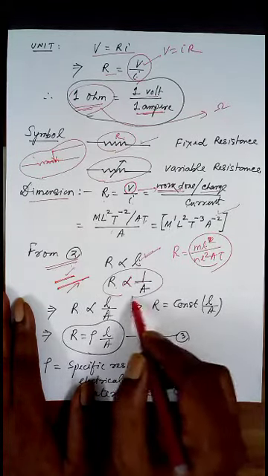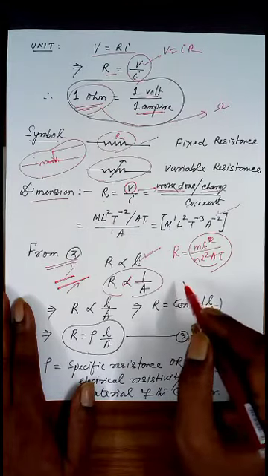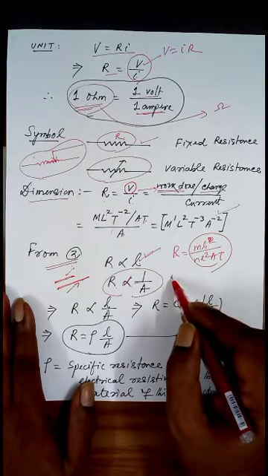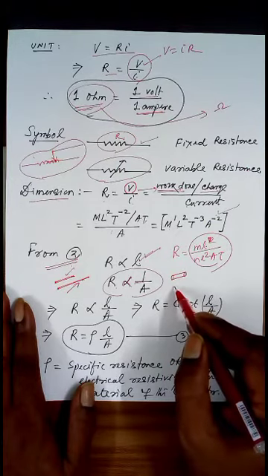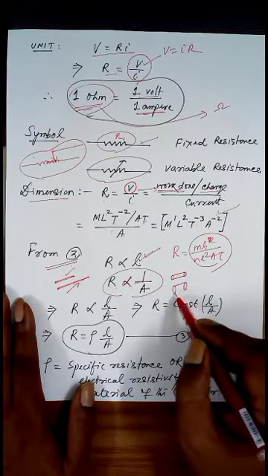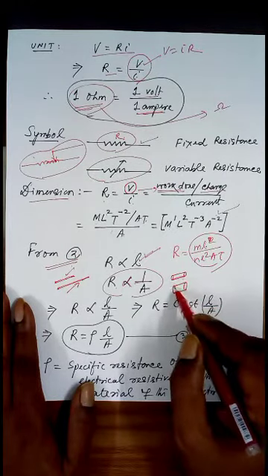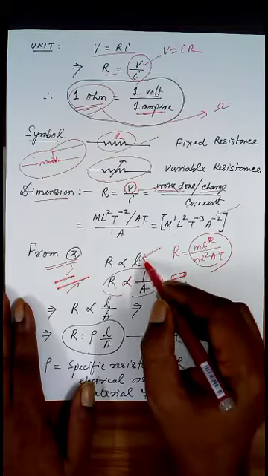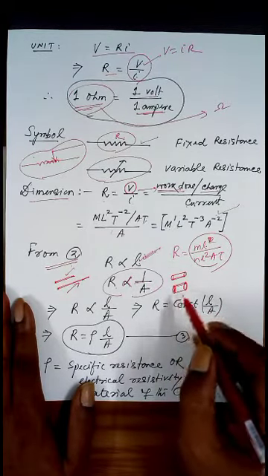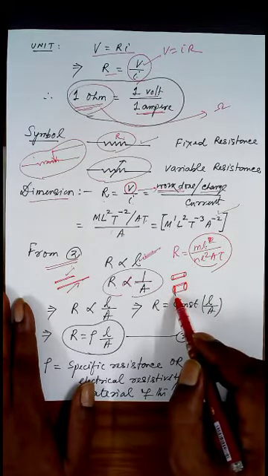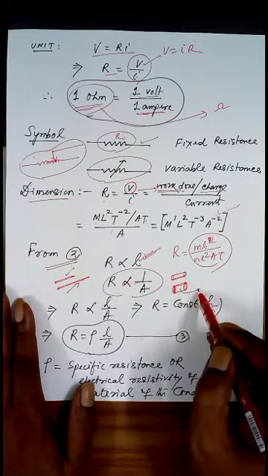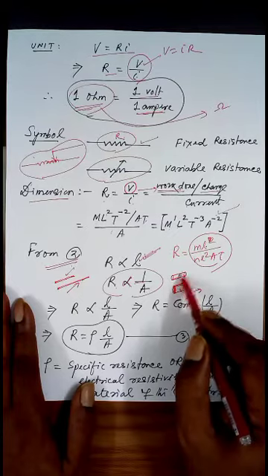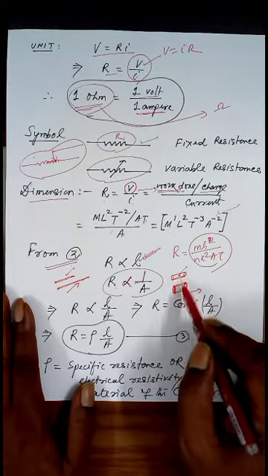And what is the meaning of this? Suppose there are two conductors of same length. This is one conductor, and this is another conductor. The length of this is the same as the length of this. L is same, but the area of cross section of this is more, so R is less. Means the resistance of this conductor is less as compared to the resistance of this conductor, because length is same, area is different.